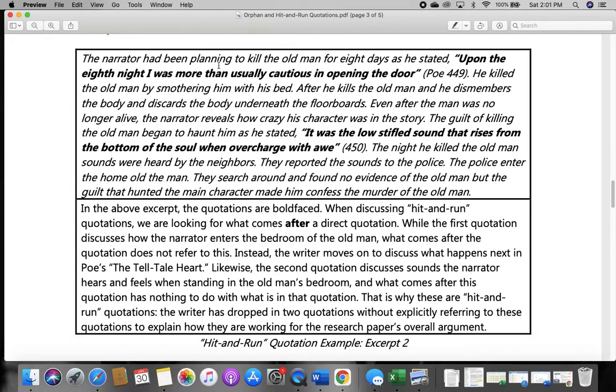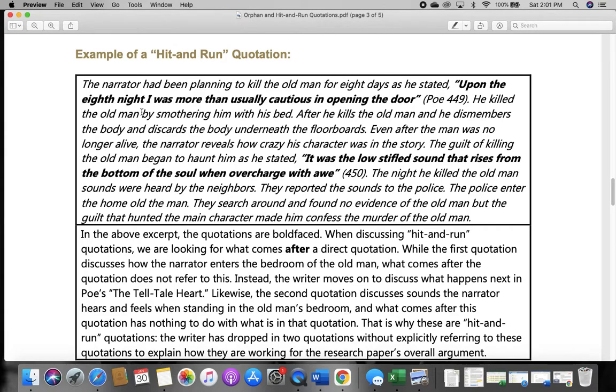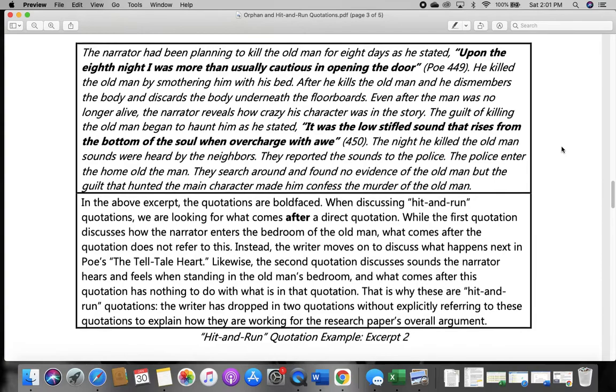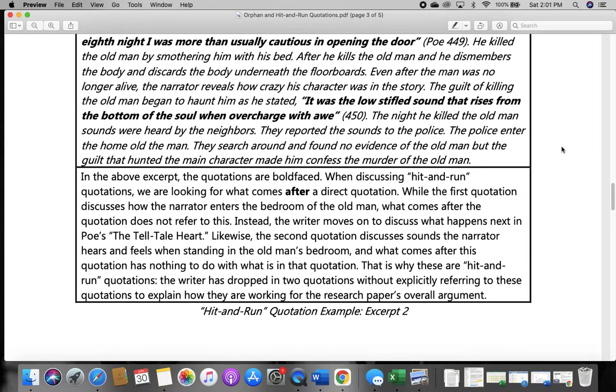The narrator had been planning to kill the old man for 8 days, as he stated. And here's a quotation. Again, you can see there's two quotations here. "Upon the 8th night, I was more than usually cautious in opening the door." He killed the old man by smothering him with his bed. Which isn't true. After he kills the old man and he dismembers the body and discards the body underneath the floorboards. It's a fragment. Even after the man was no longer alive, the narrator reveals how crazy his character was in the story. The guilt of killing the old man began.